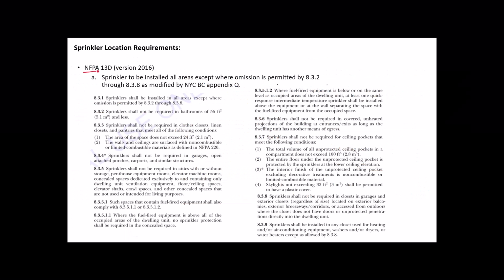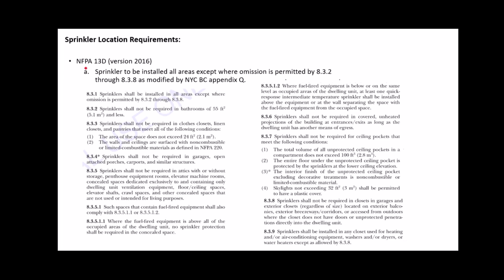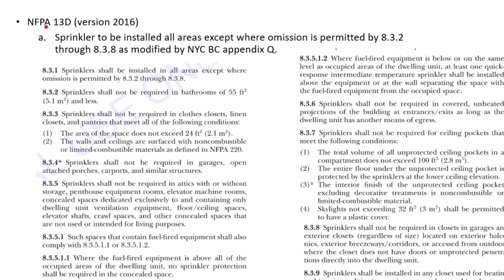Now we're going to talk about some more sprinkler location requirements based on the NFPA 13D, which is for 1 and 2 family dwelling units. The main section that deals with where the sprinklers are required based on this code is in section 8.3.1, where it states sprinklers shall be installed in all areas except where omission is permitted by 8.3.2 to 8.3.8. So it's this one, 8.3.2 to 8.3.8 right here. And so this is the main areas where we can omit it.